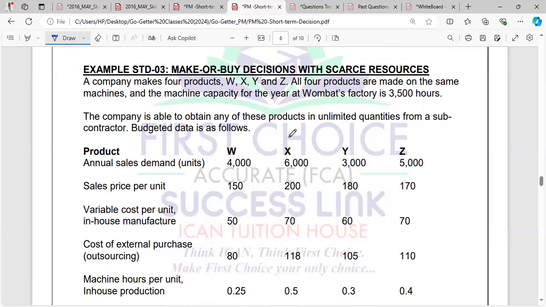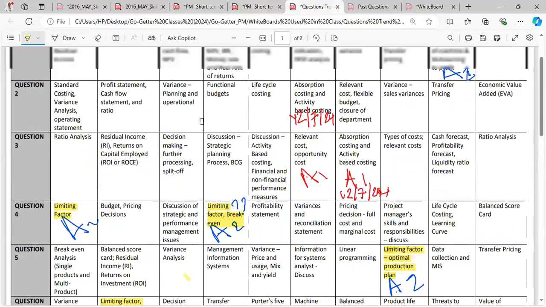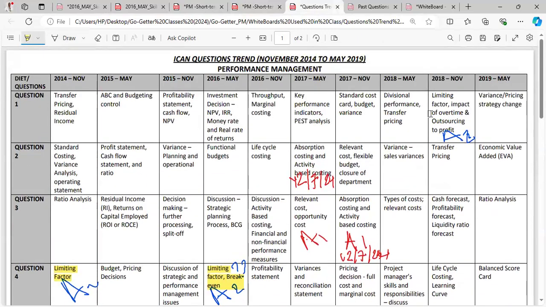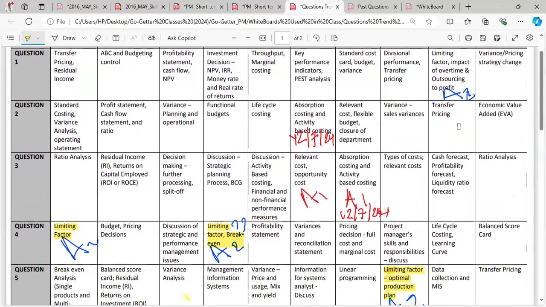So at this point in time, I won't be giving you assignments, but I will call your attention to some of the questions that you may want to look out for when, for example, limiting factor, impact of overtime outsourcing to profit. This question number one is something you should watch out for because that integrates the knowledge that we've learned in scarce resource. Let's check again.